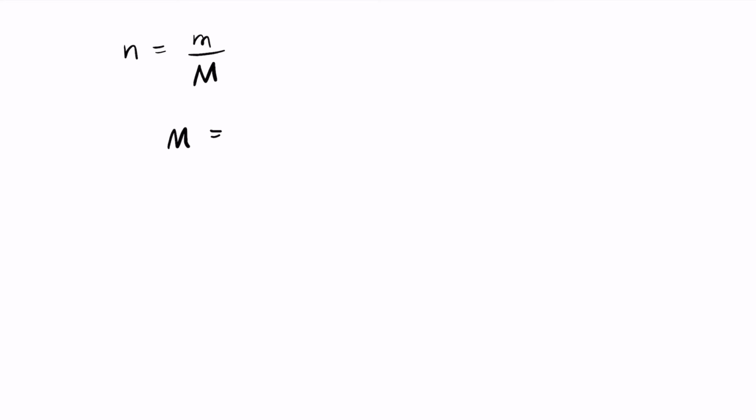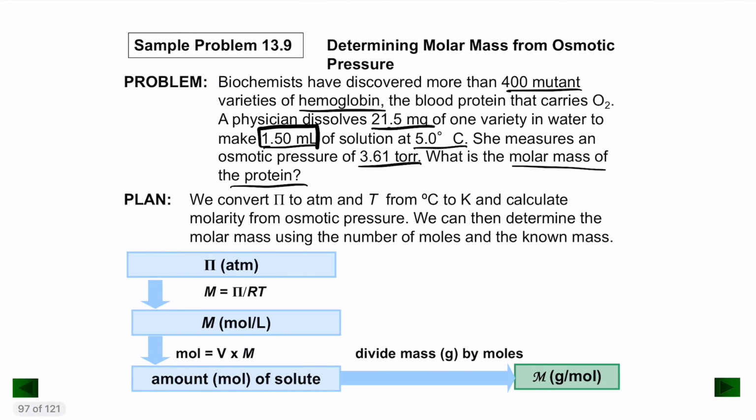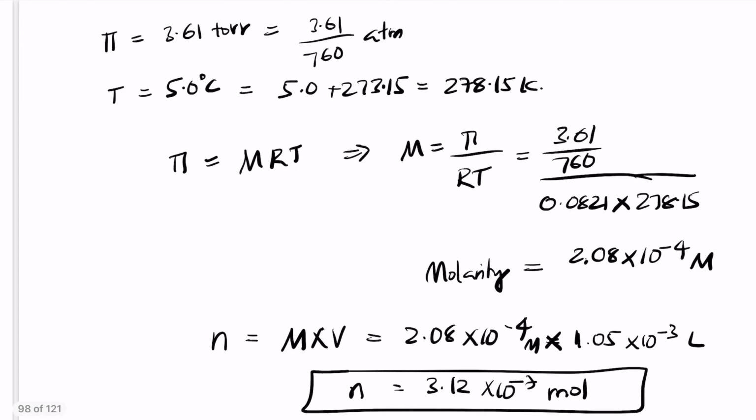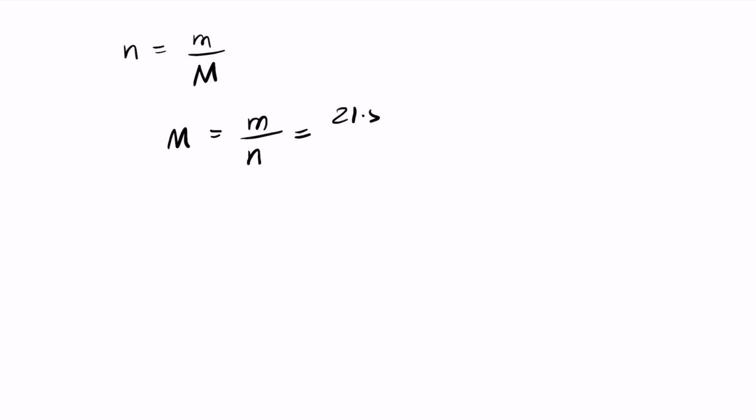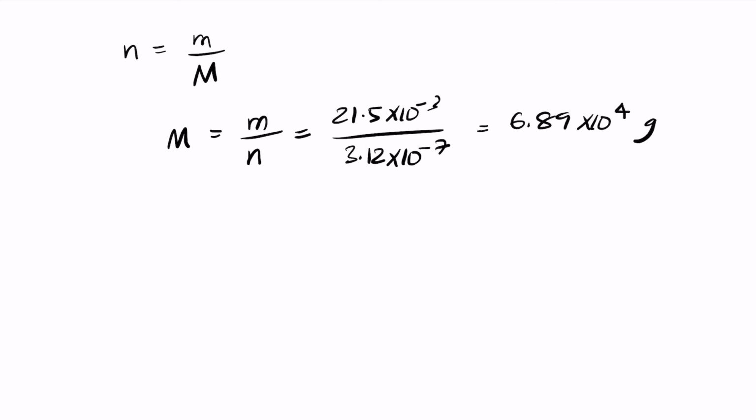So molar mass becomes mass by the number of moles. So mass, how many grams has dissolved? 21.5 milligrams. Convert it into grams. 21.5 times 10 to the power negative 3, divided by the number of moles we have calculated, which is 3.12 times 10 to the power negative 7. So the molar mass becomes 6.89 times 10 to the power 4 gram per mole.